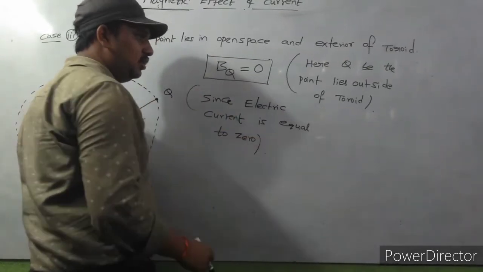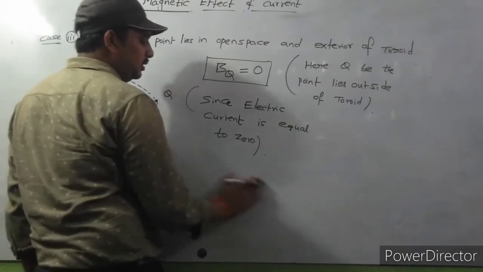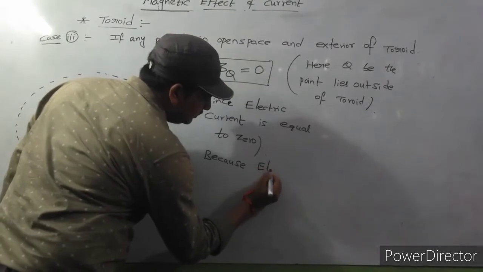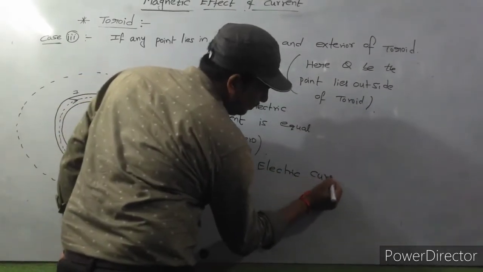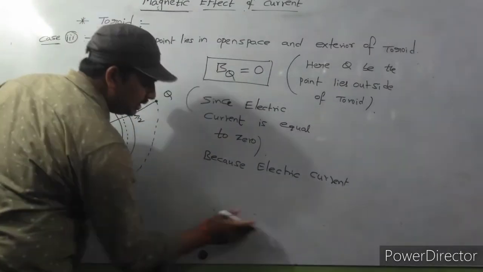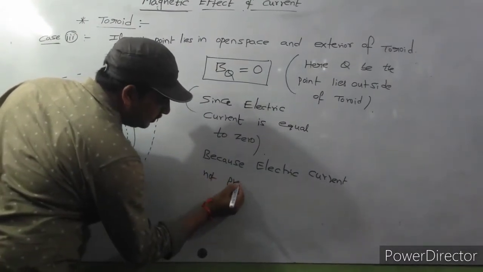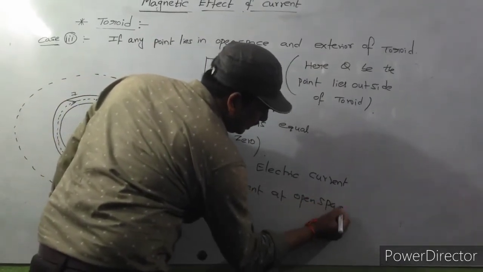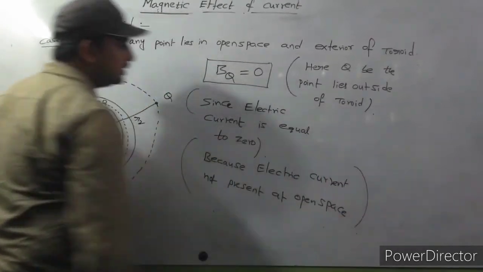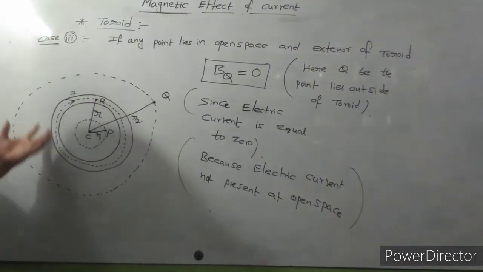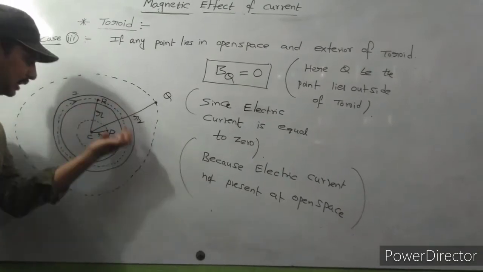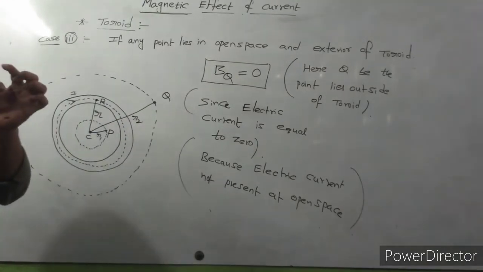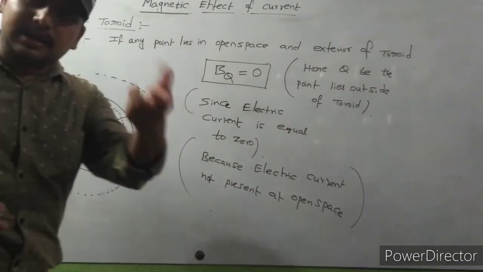Since the electric current is equal to 0, because electric current is not present at open space. Electric current is not present at open space. Observe carefully here. Inside the toroid, electric current will be passing because it is made with some matter. Matter is there, a conductor is there, so definitely some electric current is passing.